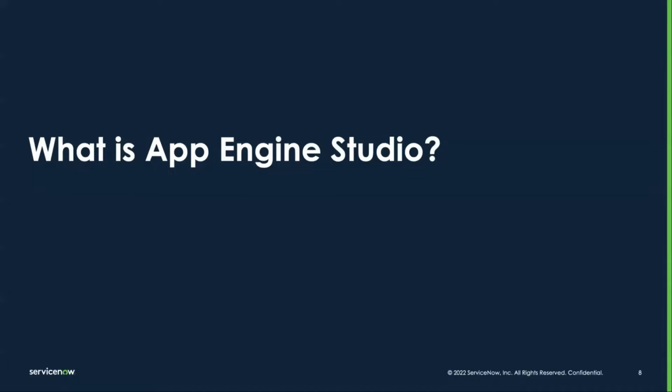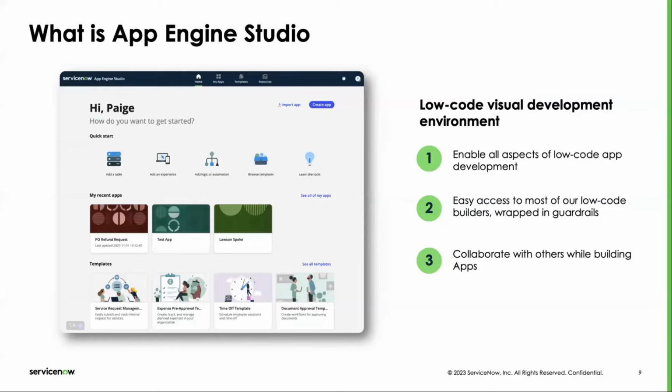So first thing, what is App Engine Studio? For those of you that have never experienced it, we're just going to briefly cover what it is. App Engine Studio is basically a low-code visual development environment. It allows users to create, modify, and customize all aspects of applications. So you're talking about creating tables, permissions to tables, experiences, logic and automation to drive what those tables are supposed to be doing.